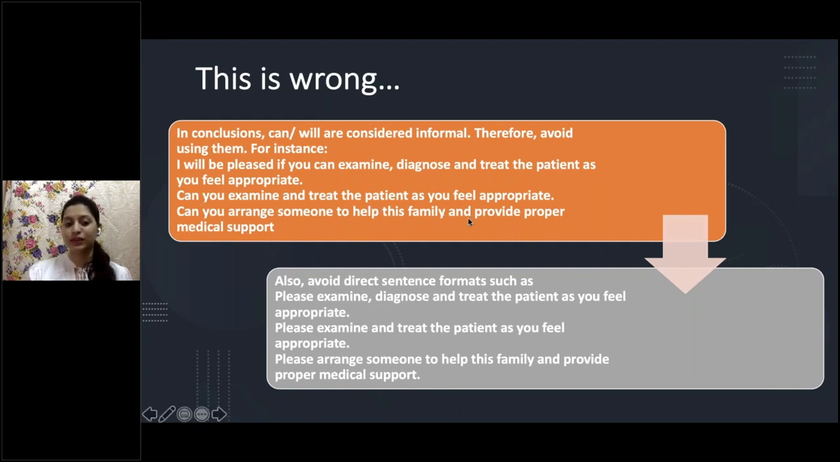"Can you arrange someone to help this family and provide proper medical support?" Again, can. The right way would be, "Could you please arrange someone to help this family and help with proper medical support?" Also avoid direct sentence formats such as, "Please examine, diagnose, and treat the patient as you feel appropriate." It should never be a direct instruction, so next one, "Please examine and treat the patient as you feel appropriate," or "Please arrange someone."